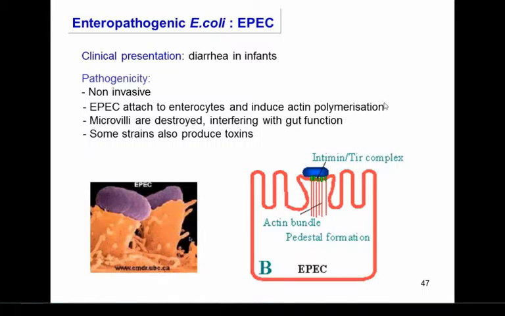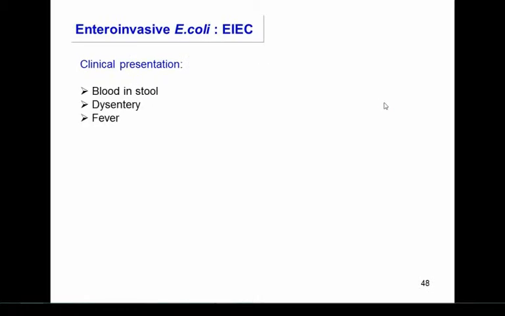Okay, so once again, non-invasive. The bacteria stay on the luminal side of the epithelium and are not present in a sterile compartment of the body.